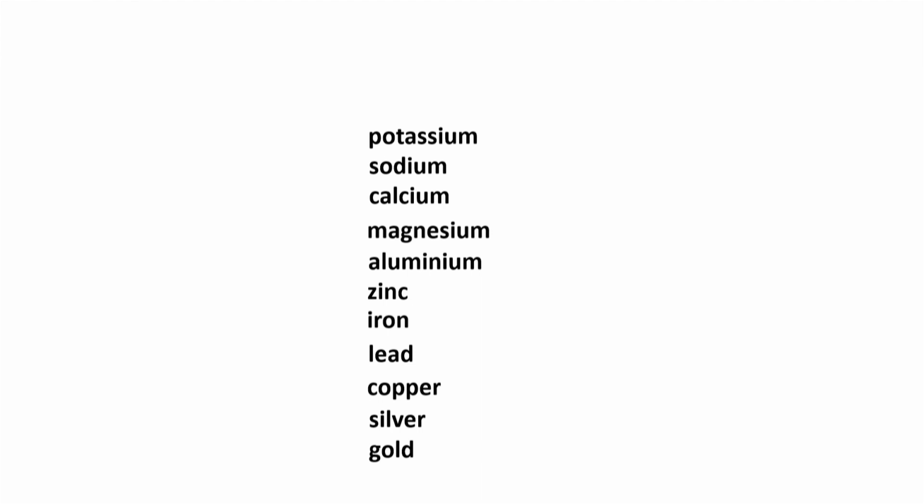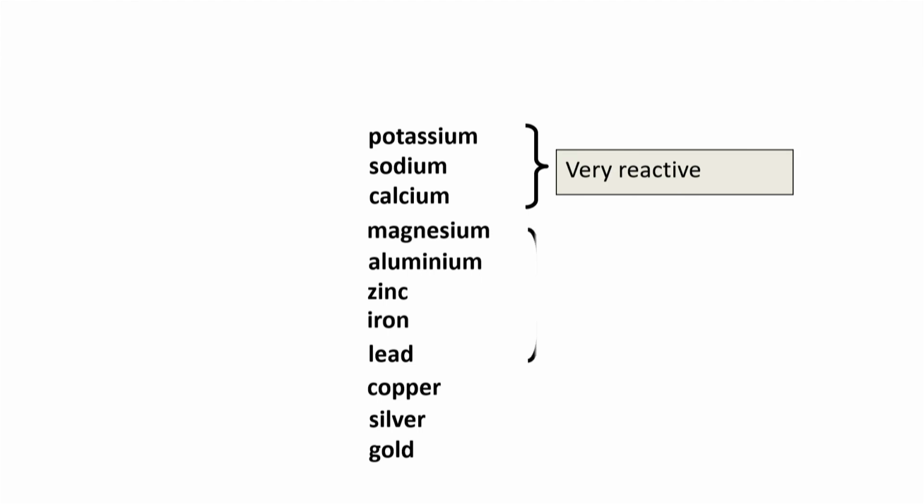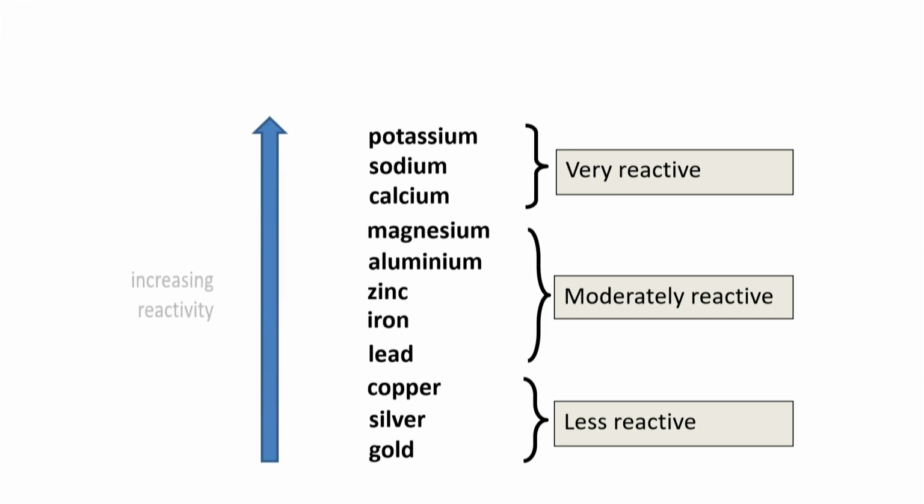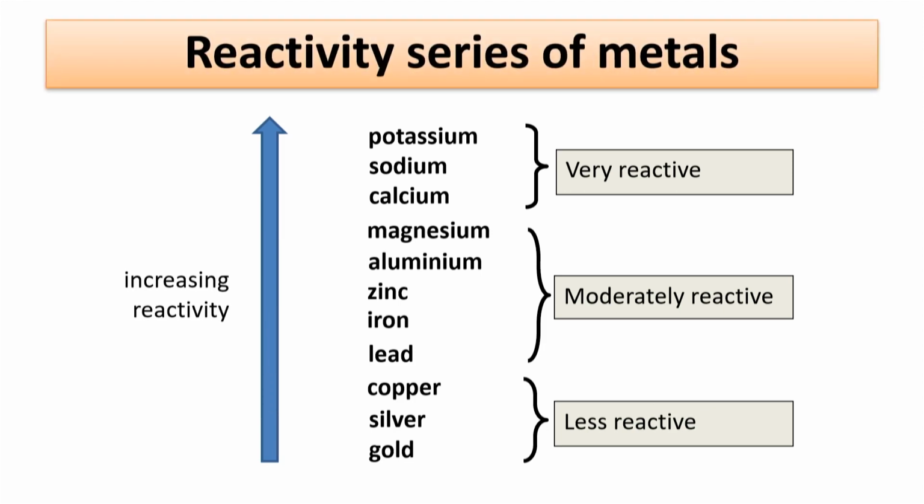Those at the top of the list are very reactive metals. As we go down the list, the metals are moderately reactive, like magnesium and zinc. When we reach the bottom of the list, we find the least reactive metals, such as silver and gold. These metals do not react easily. When metals are arranged in order of their reactivity like these, it is called the reactivity series of metals.